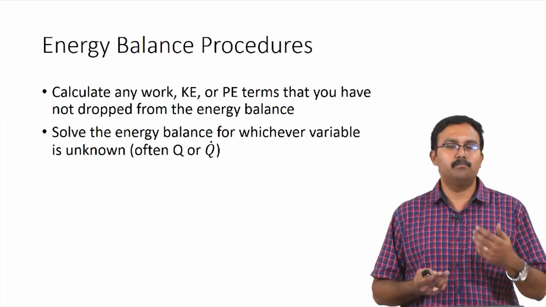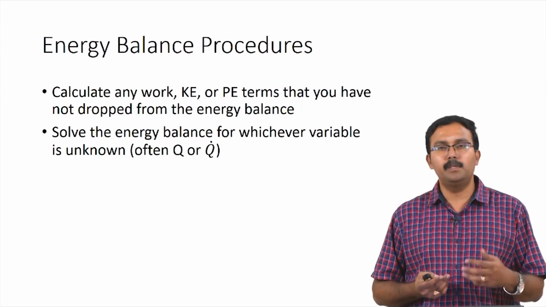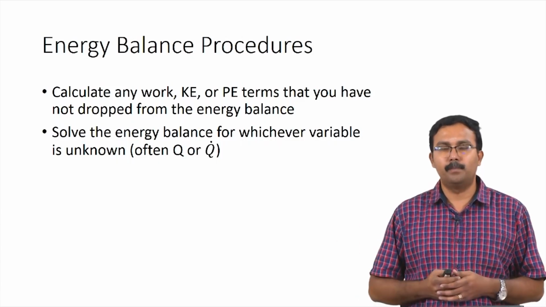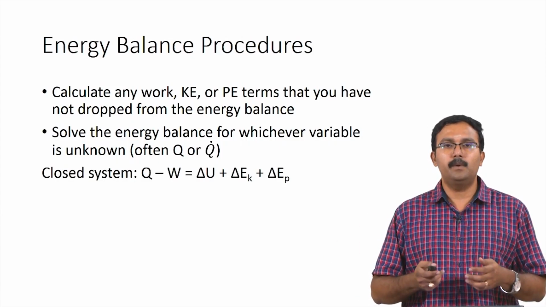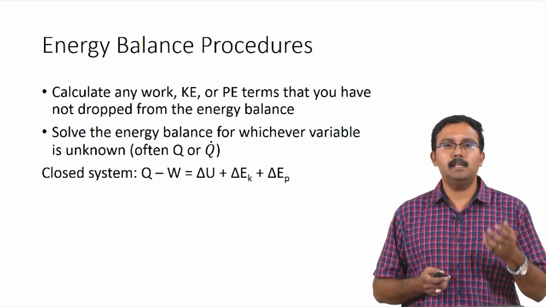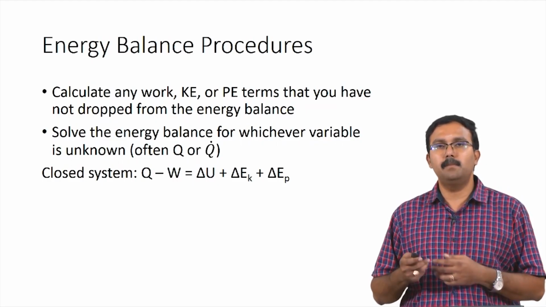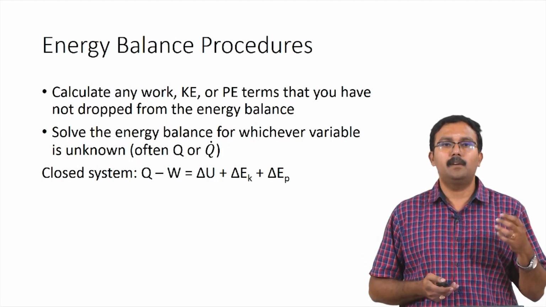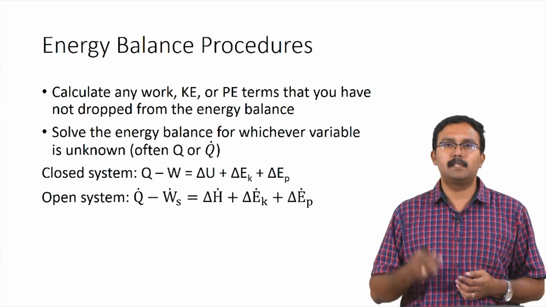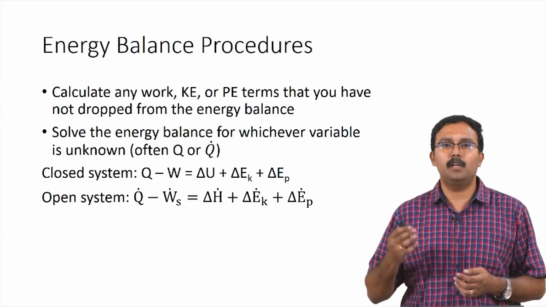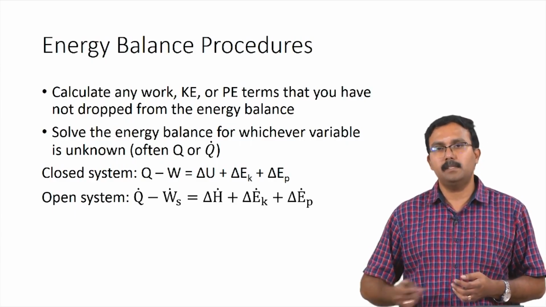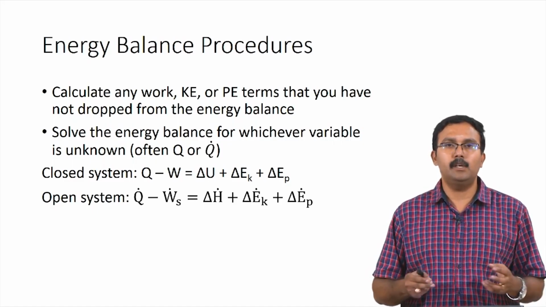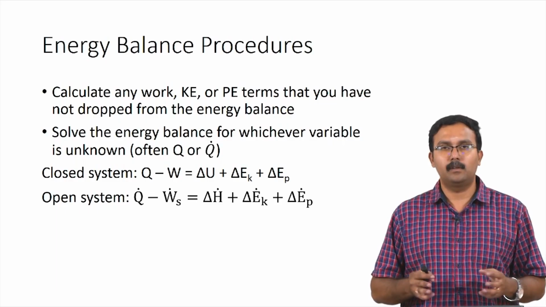The unknown could most probably be Q, which is the heat which needs to be transferred, or Q dot in case of open systems. So, the equation used would be, for a closed system, Q minus W equals delta U plus delta Ek plus delta Ep, and for open systems it will be Q dot minus Ws dot equals delta H dot plus delta Ek dot plus delta Ep dot. So, with this you would be completing your general energy balance calculations.